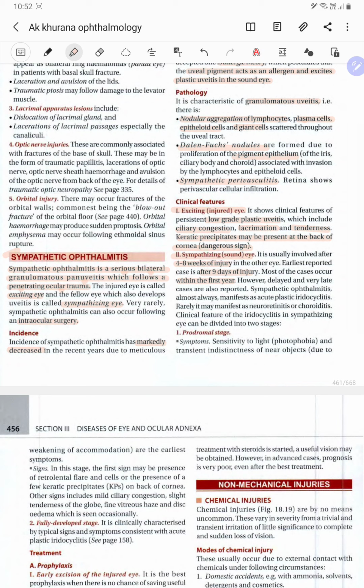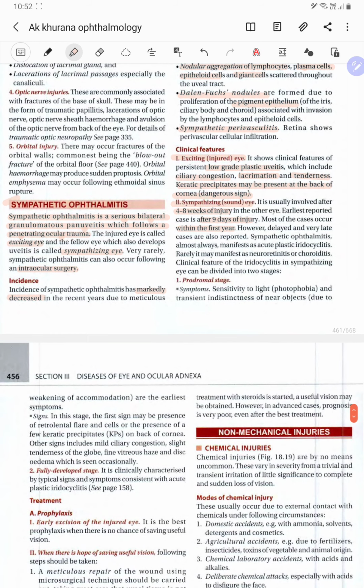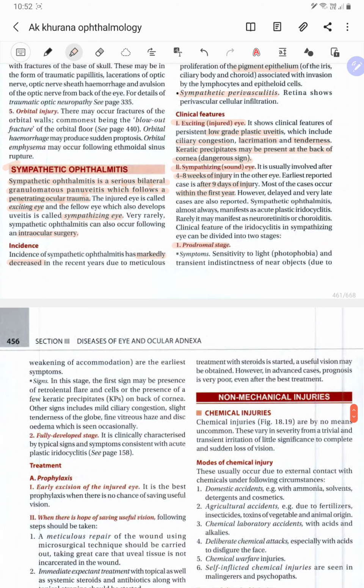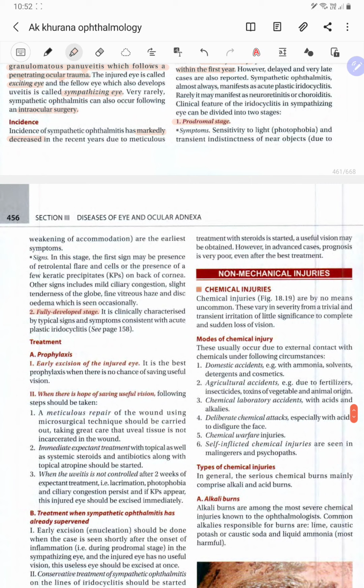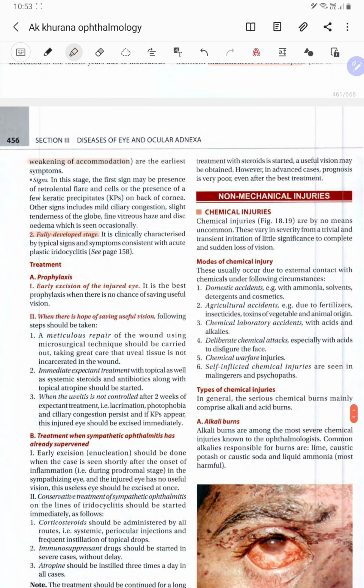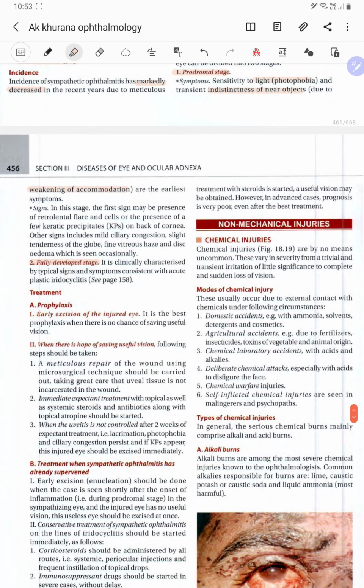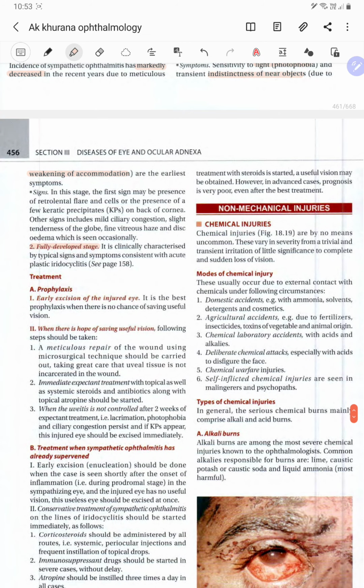Next, about the clinical features in the sympathizing eye, there are two stages: the prodromal stage and the fully developed stage. In the prodromal stage, what are the features? These are photophobia and indistinctness of near objects, due to weakening of accommodation. These are the earliest symptoms. What are the signs that we see? Retrolental flare and keratic precipitates on the back of the cornea, which is a dangerous sign.